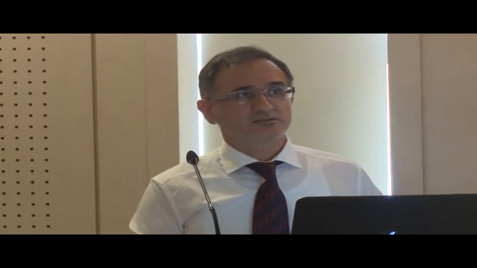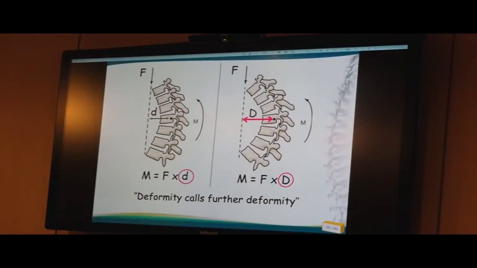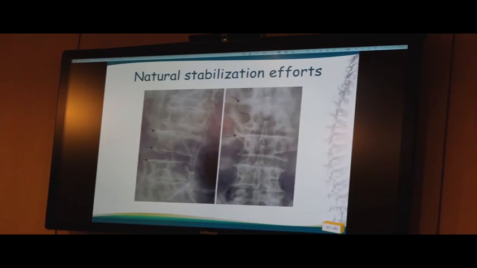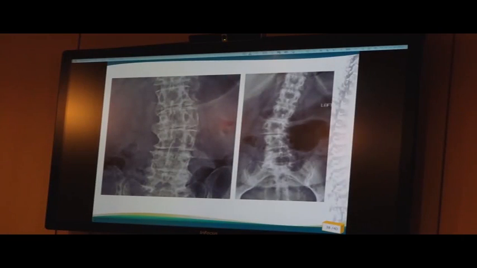That is because once a deformity has started, it is natural for it to progress. And there are some natural stabilization efforts, as you see from the X-rays. There is a traction spur at the corners of the vertebral body, and then osteophytosis to limit them. You see, osteophytosis occurs where it is needed. It tries to stop the instability.